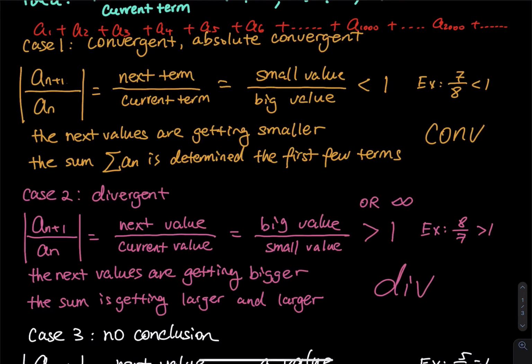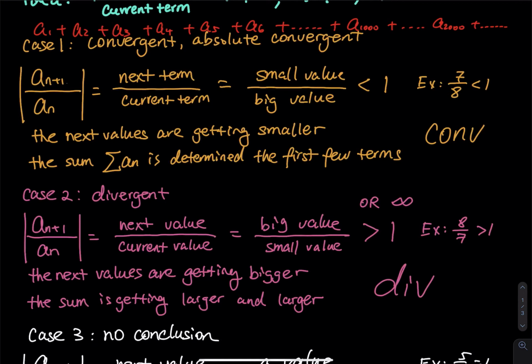And then case 2 is divergent. In case 2, we do the same thing. We take the next value divided by the current value. In order for this fraction to be greater than 1, the next value must be greater than the previous value. So let's say 8 divided by 7. That means as you move to the right, the next value is greater than the previous value. If you look at the red line again, the red sum, the numbers all the way on the right are pretty big. So as a result, when you add them up, the sum is equal to infinity, which means the series is divergent.